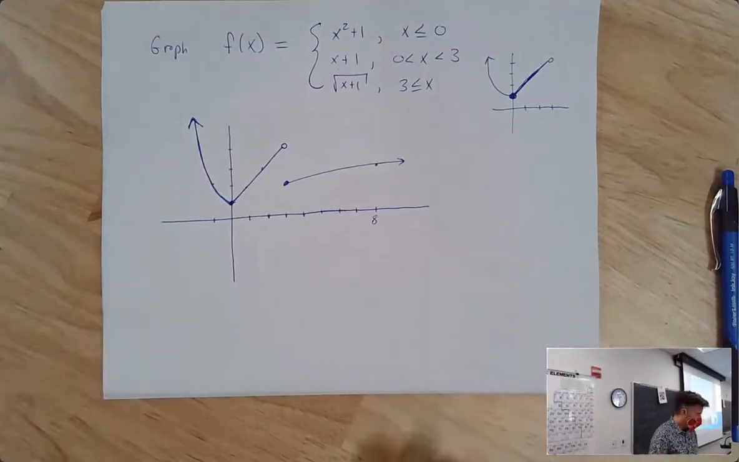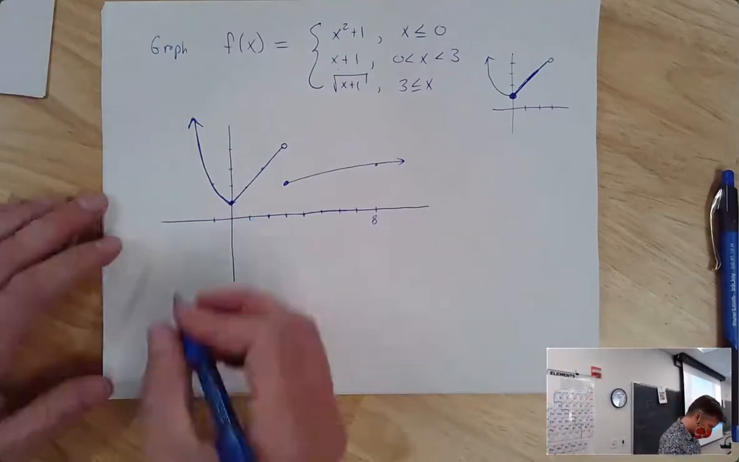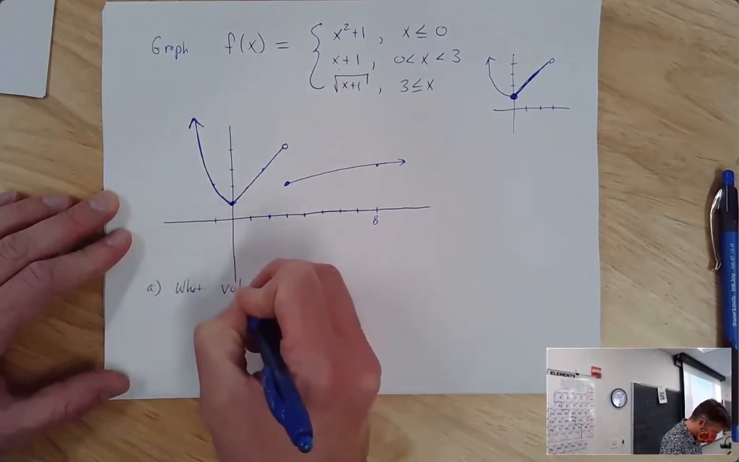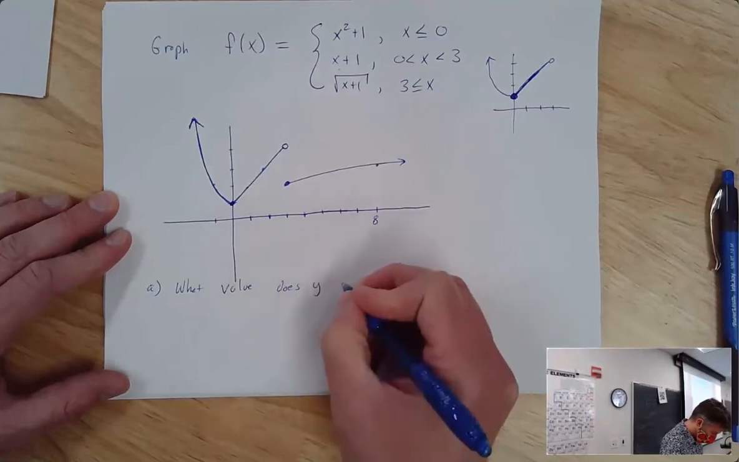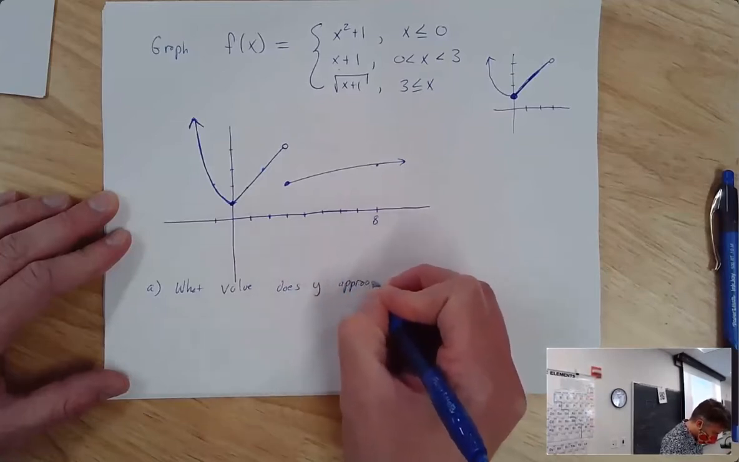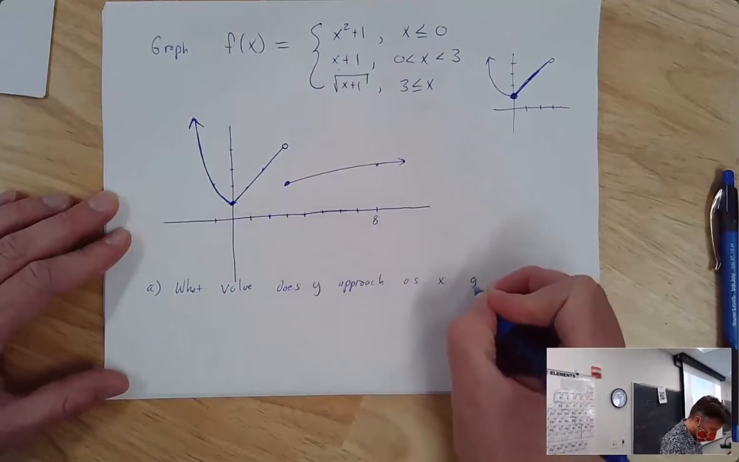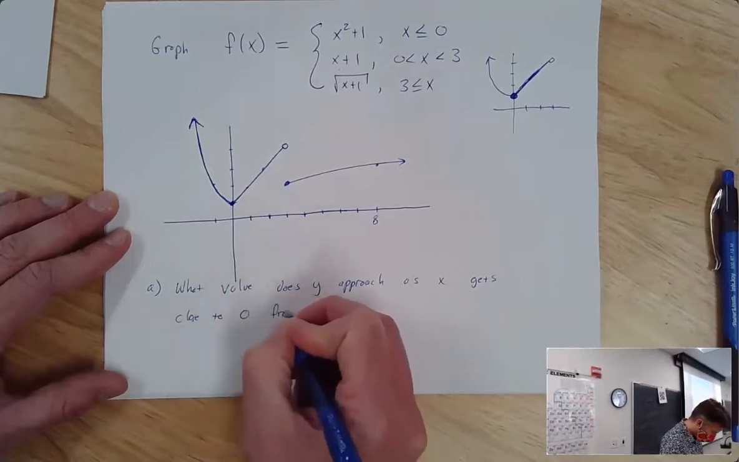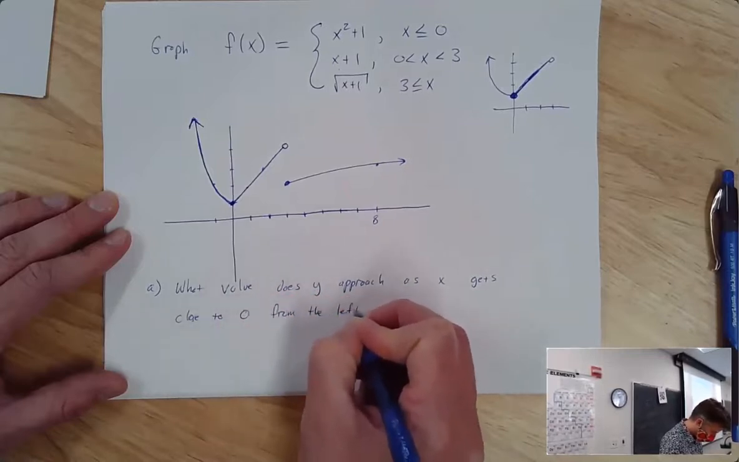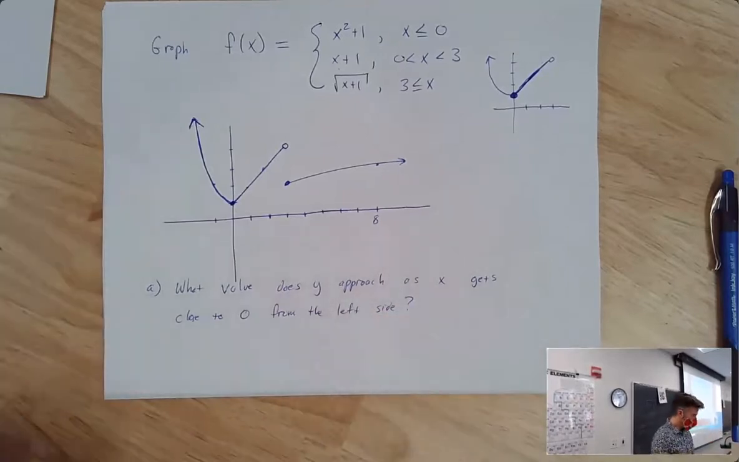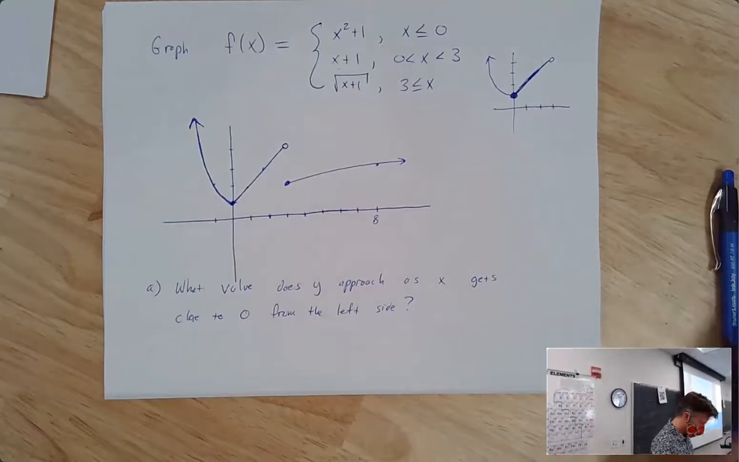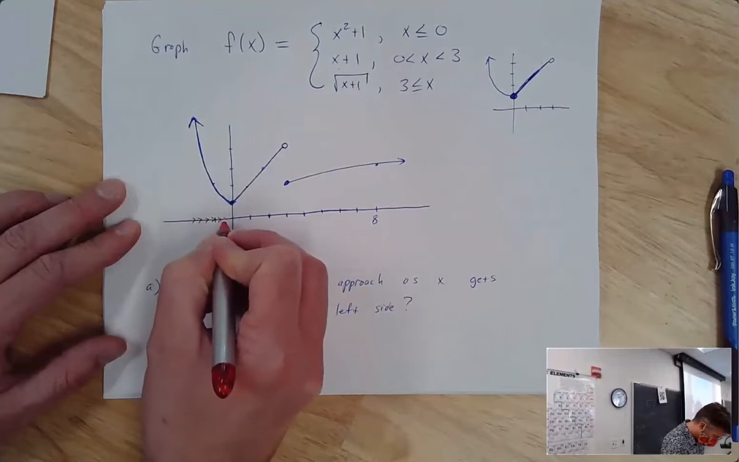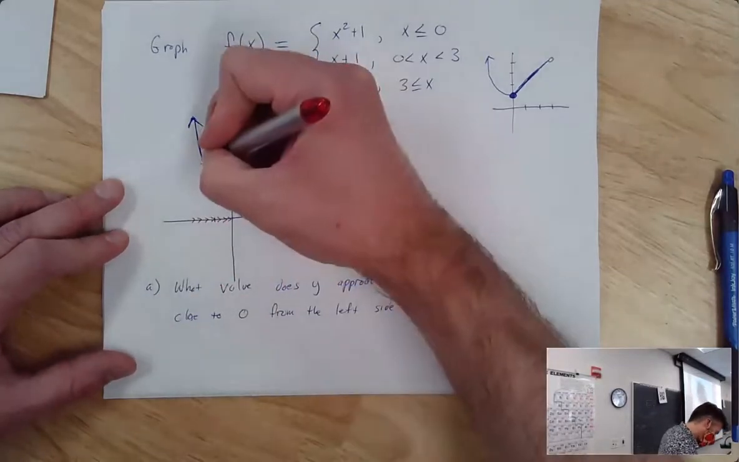So let's ask some questions. Let's ask ourselves, what value does y approach as x gets close to 0 from the left side? Here's how I like to look at this graphically. As x is coming at 0 from the left, what are the y values of the function getting closer and closer to?